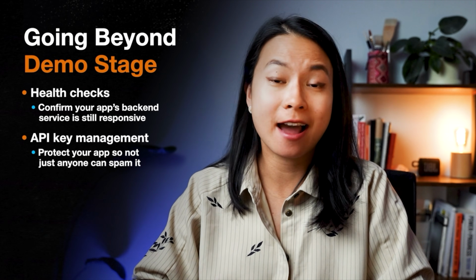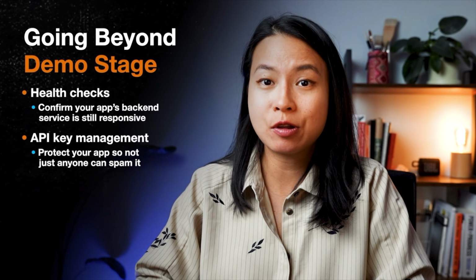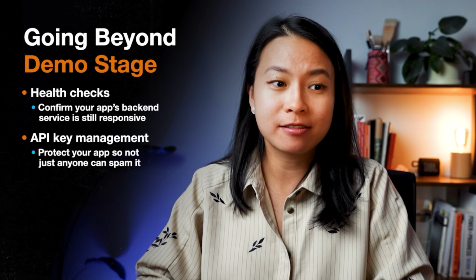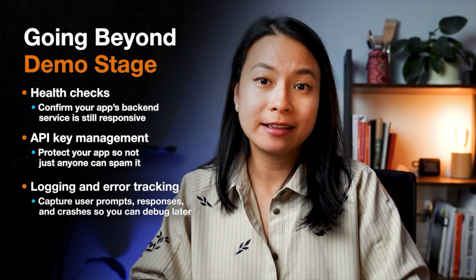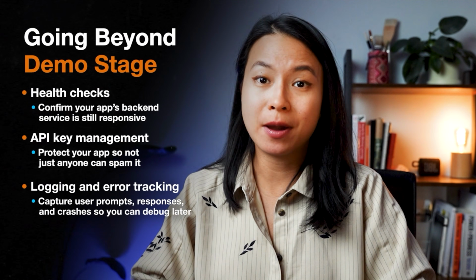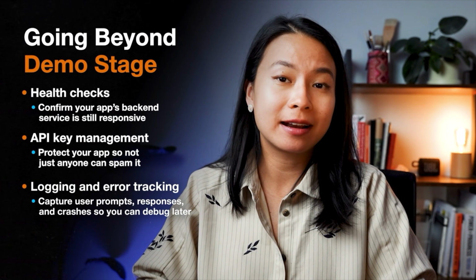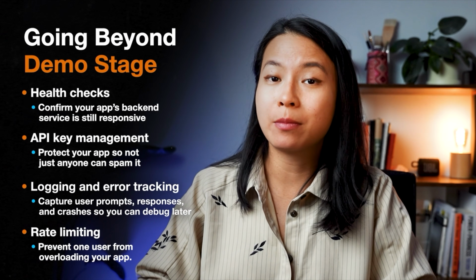So here's some of the things you want to add to your app once you move beyond the demo stage. Firstly, we have health checks, so confirming your app's backend service is still responsive. Next, we also want to add API key management and other confidentials. This is to protect your app and your API and also other database confidential details, so not just anyone can spam it or steal it. We might also want to add logging and error tracking that captures user prompts, responses, and crashes, so you can debug it later. You can also implement rate limiting, so that would prevent one user from overloading your app.